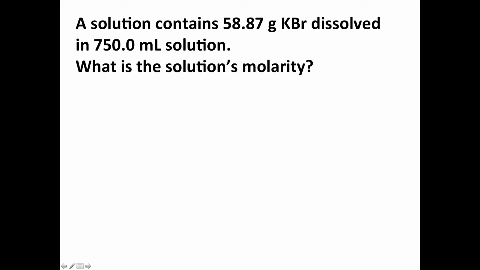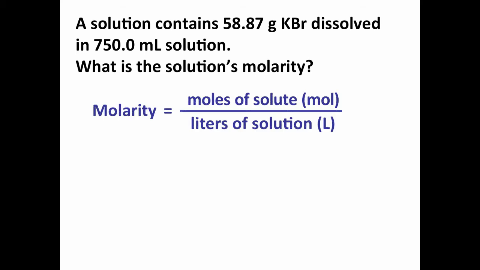A solution contains 58.87 grams of potassium bromide. It's dissolved in 750 milliliters of solution. What's the molarity of this solution? Well, we have to remember the definition of molarity, moles of solute divided by liters of solution. And we know the milliliters of solution, so that's easy to convert to liters. And then we know the grams of the solute potassium bromide, but we're going to have to convert that to moles.